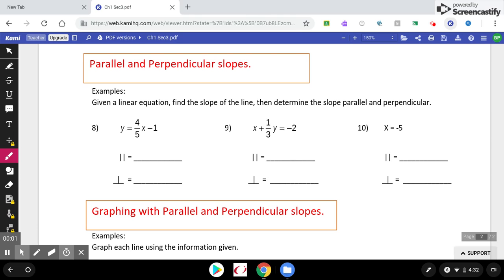Hey guys, this is part 2 of the non-graphing from section 1-3 notes. Although after we do 8, 9, and 10, there is some graphing. So go figure, your math teacher lied to you. All right, parallel and perpendicular slopes.